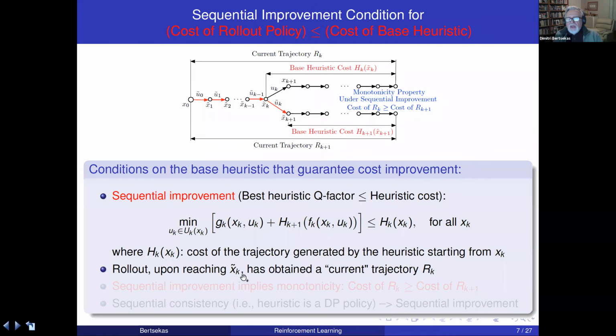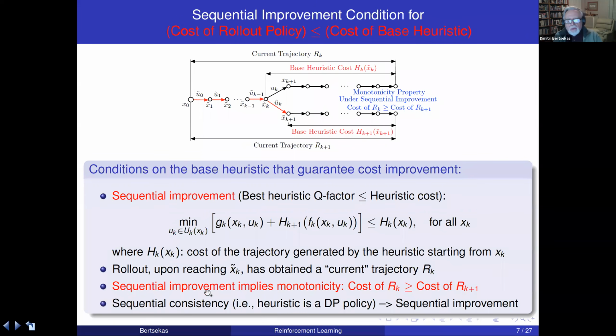So upon reaching RK, rollout has obtained the current trajectory RK. And the sequential improvement implies that the cost of RK plus 1 is less than the cost of RK. So there is this monotonicity property, not only cost improvement, but also a certain monotonicity property of trajectories being generated by rollout. From R0, we go to a better cost R1, R2, and so on.